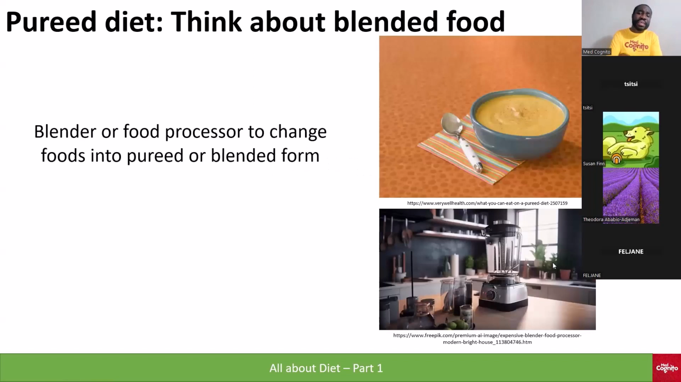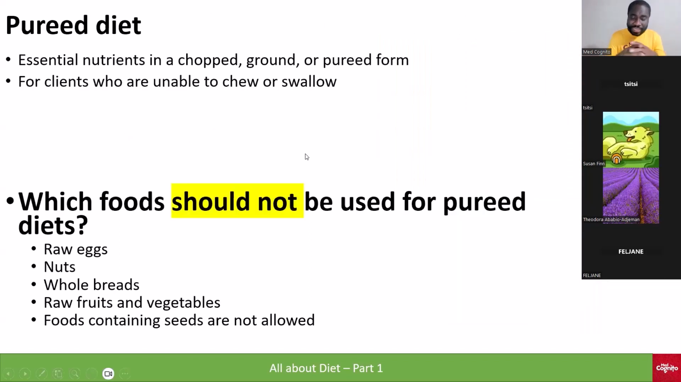Puree diet. When you think about puree diet, think about the blender. That's why I put this picture there. Think about blended food. Blender or food processor to change foods into pureed or blended form. So when I think about puree, I'm thinking about the blender, which is going to go round and round and make sure that the food gets broken down. The puree diet provides essential nutrients in a chopped, ground, or pureed form. That's what the blender is going to do.